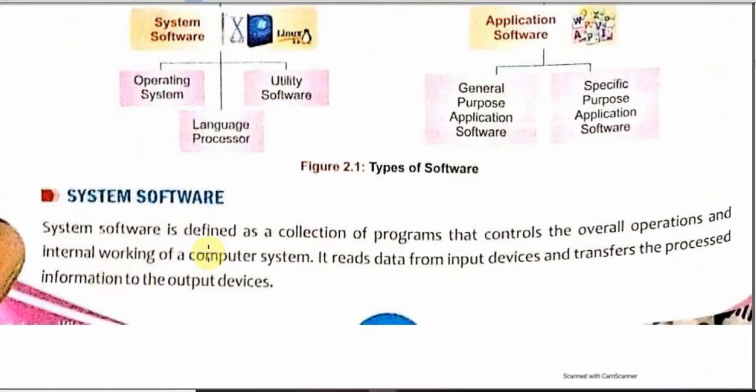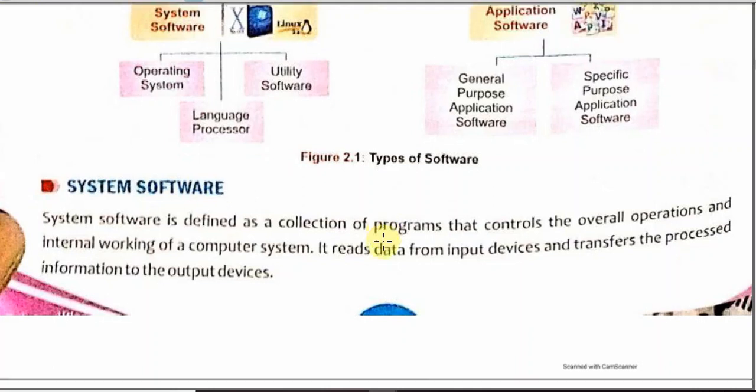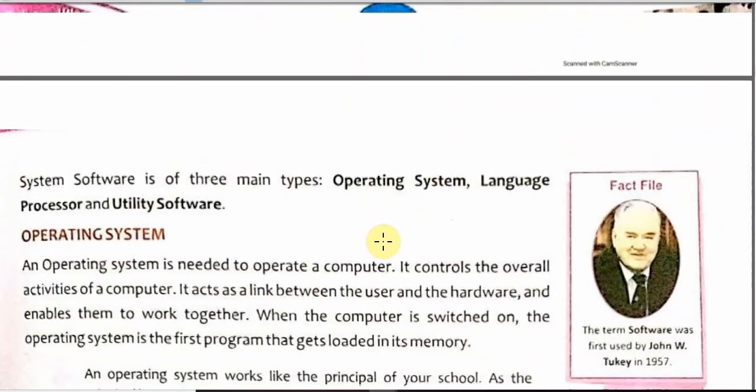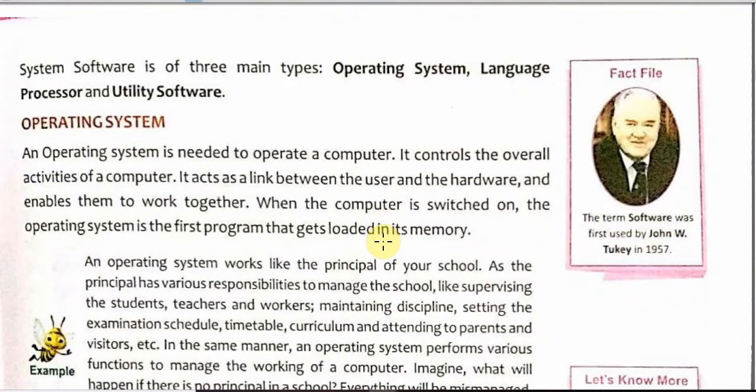System software is defined as a collection of programs that controls the overall operations and internal working of a computer system. It reads data from input devices and transfers the processed information to the output devices. System softwares are generally of three main types: operating system, language processor and utility software. First question, what is operating system?